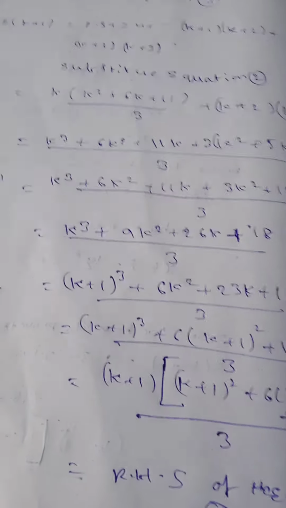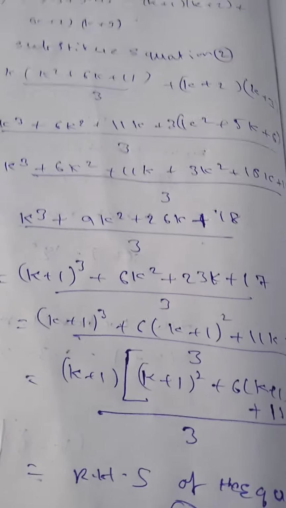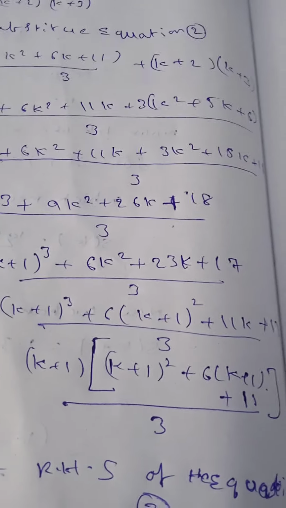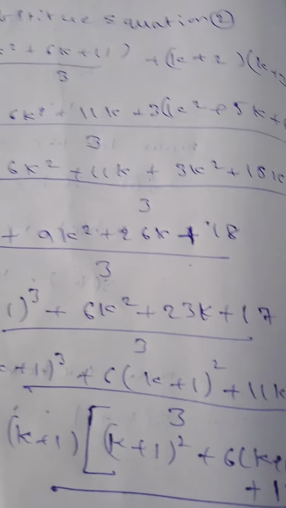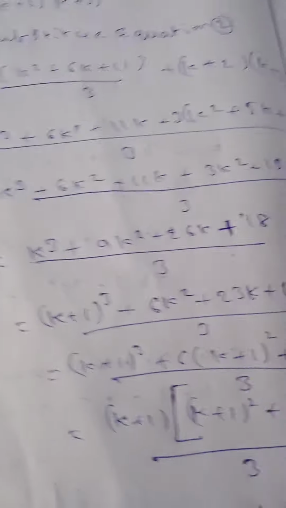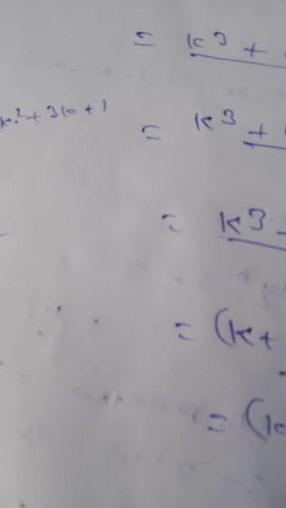That equals (k cube plus 6k square plus 11k plus 3k square plus 15k plus 18) by 3, that is equal to (k cube plus 9k square plus 26k plus 18) by 3, that is equal to (k plus 1) whole cube.